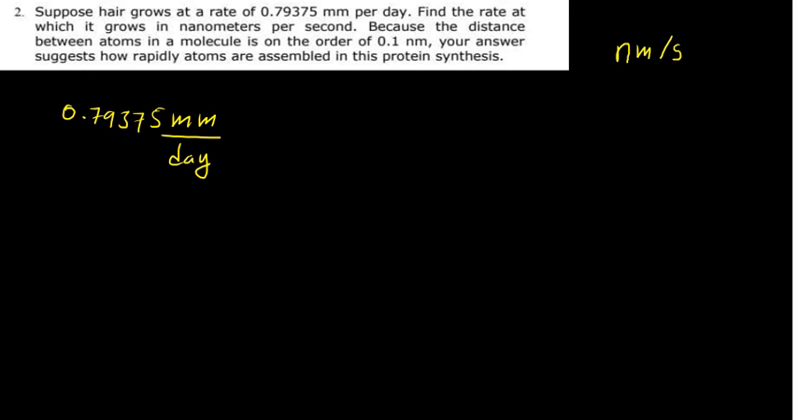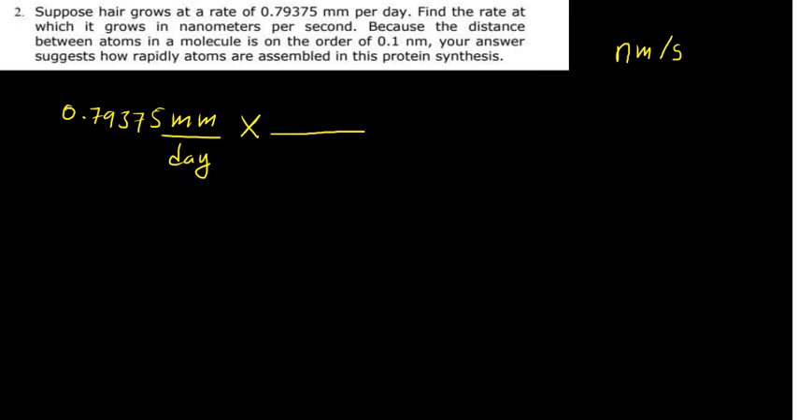So if you find the answer in nanometers per second, it is going to suggest how rapidly atoms come together when proteins are being formed. So in other words, the rate is going to be this amount of millimeters per day. Now let's convert this to nanometers per second. The first thing is I'm going to convert the millimeters to what? To meters. We have a milli on top, we have a milli down. And then a meter here. A meter is bigger than a millimeter. Milli means 10 to the power 3. So this milli will cancel with this.